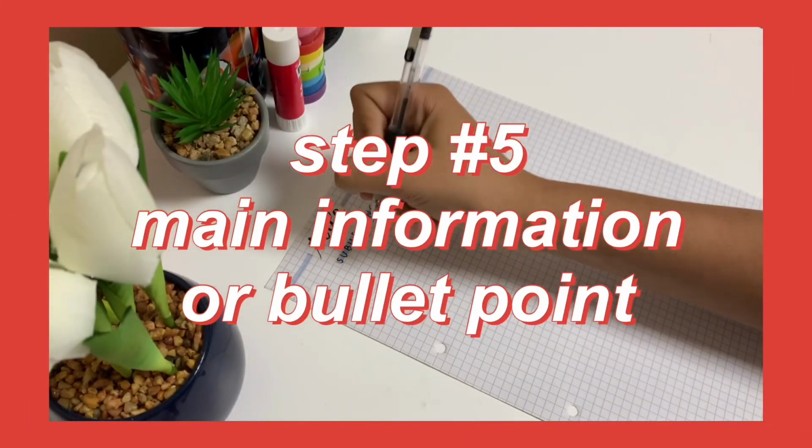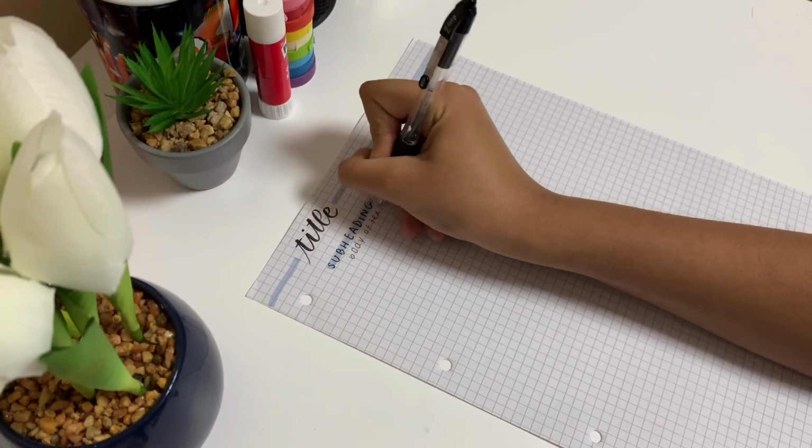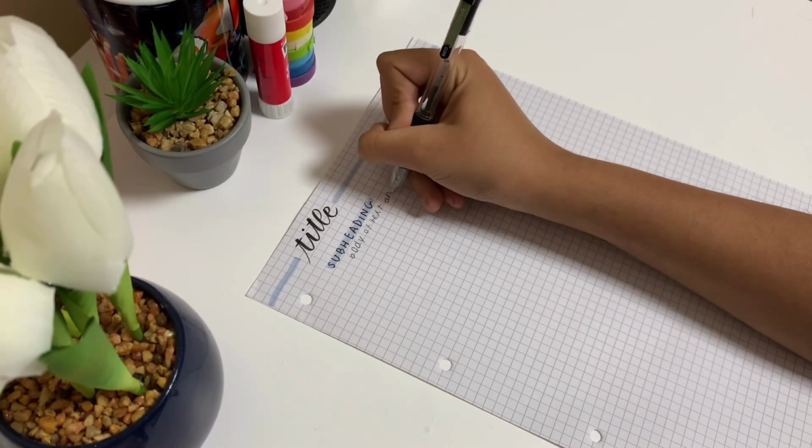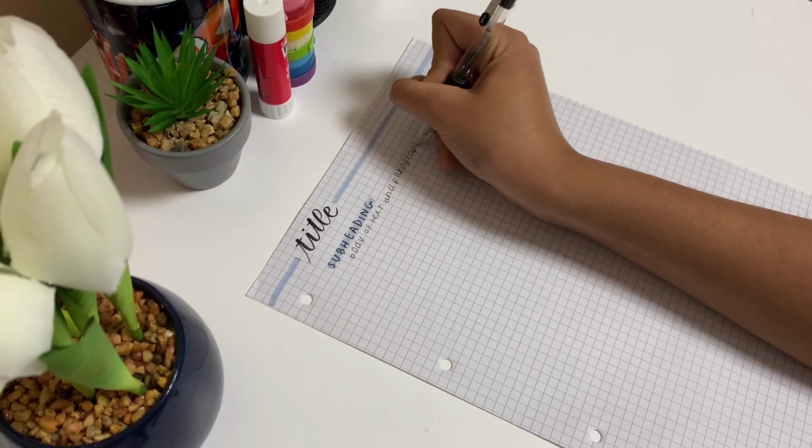Step number 5 is the main information, or the bullet points. So what you can do is write this main information, which by the way makes up the majority of your notes and is the main thing that you want to put onto your page.